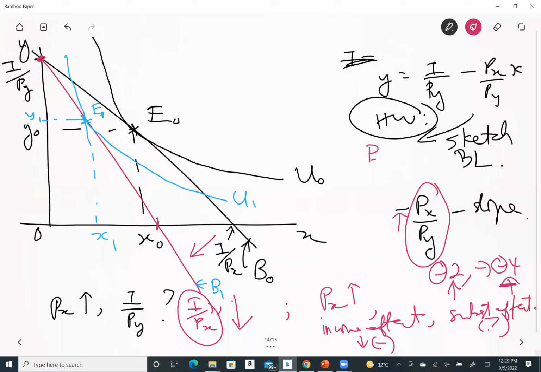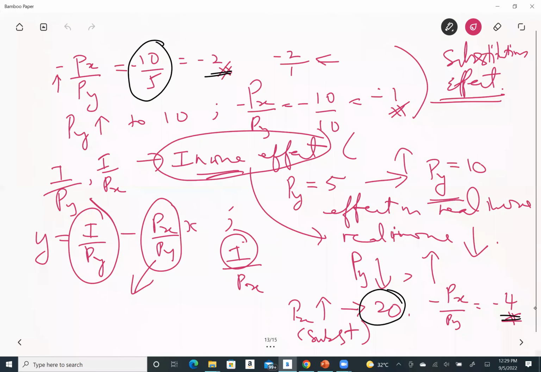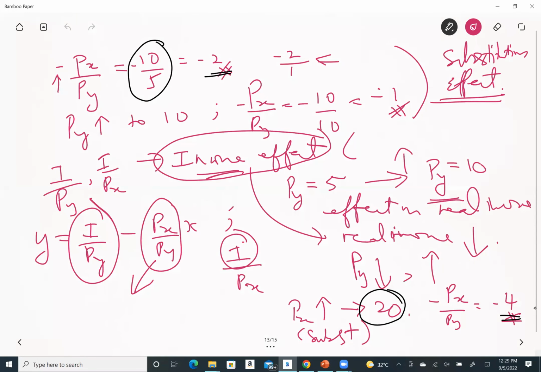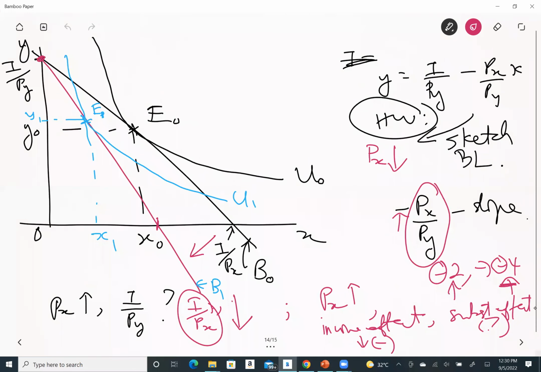Suppose the price of X decreases. The original price was equal to 10. Number one, the price goes up to 20. Now, the price of X goes down to say 5. So you draw another budget line for when the price of X decreases.